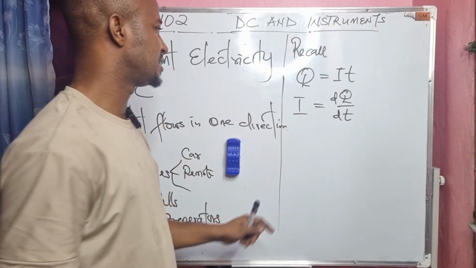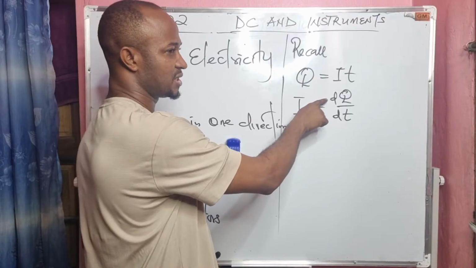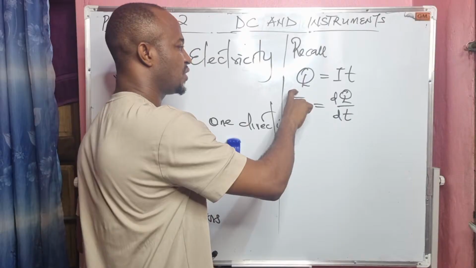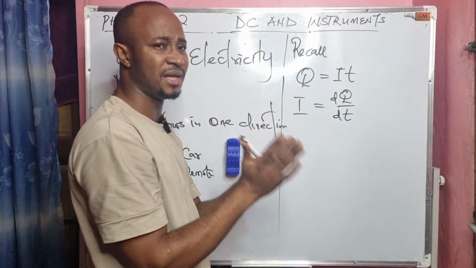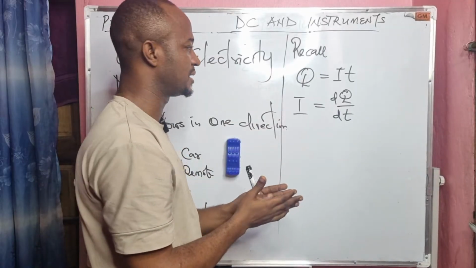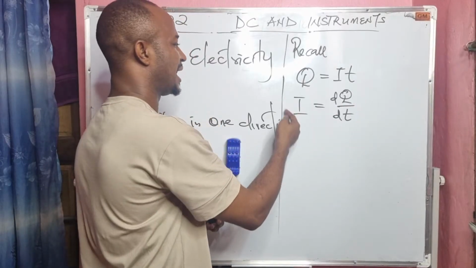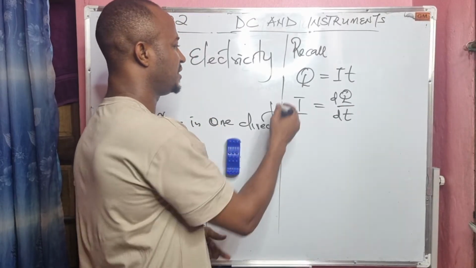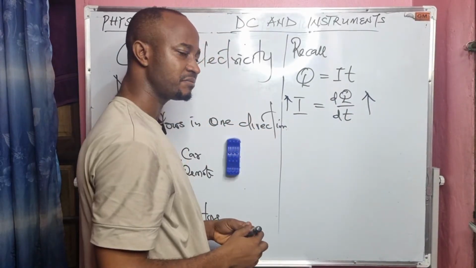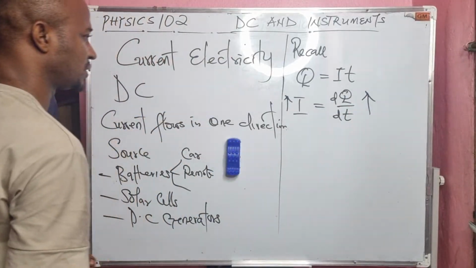That means that if you look at this, current is directly proportional to charge, while current is inversely proportional to time. Meaning that if I'm to increase my charge, I have to increase my current. If the current increases, the charge must also increase. Are you there? But current and time are inversely related to each other.